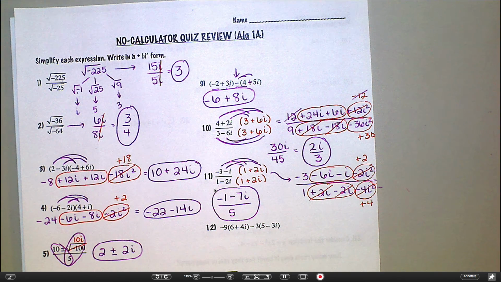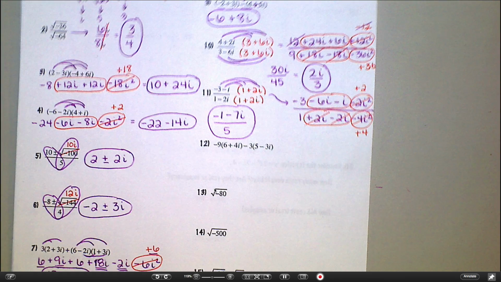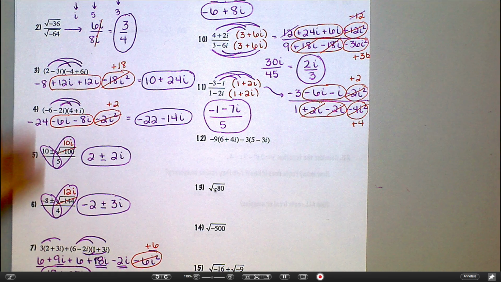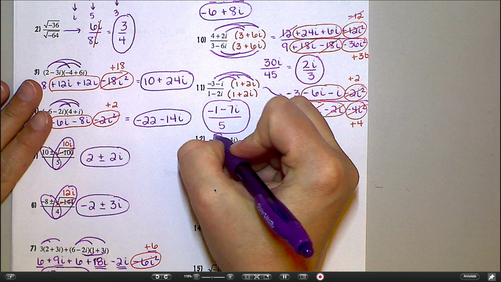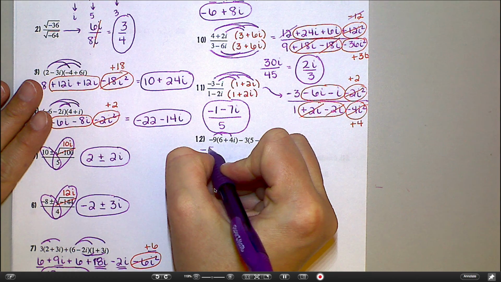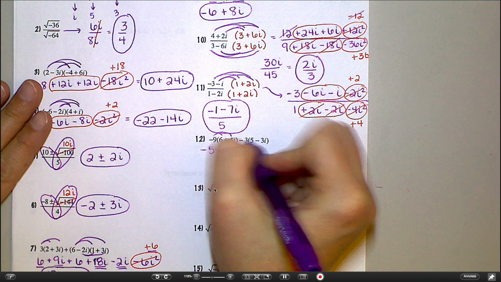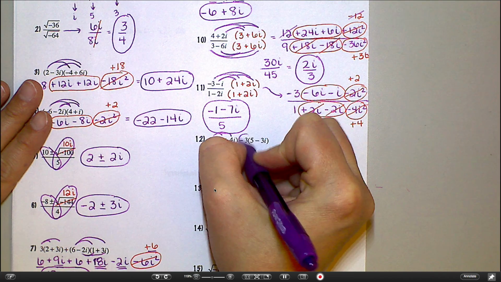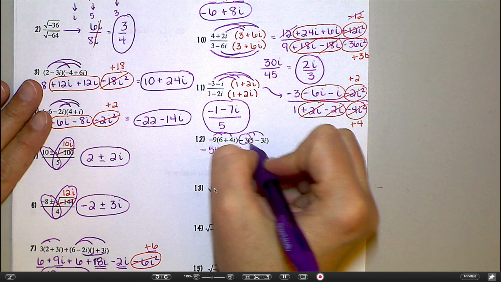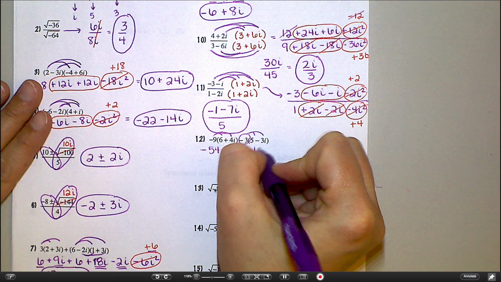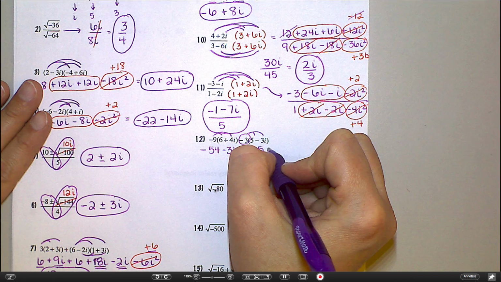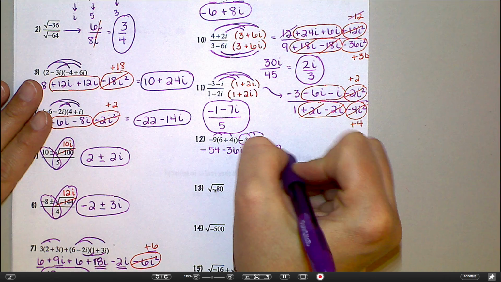Okay, let's keep going. Number 12. Just like before, I'm going to distribute here. So distribute negative 9 in here. It's going to give me negative 54 minus 36i. Be careful when you distribute here that you include that negative with the 3 when you distribute it. So negative 3 times 5 is negative 15. Negative 3 times negative 3i is positive 9i.